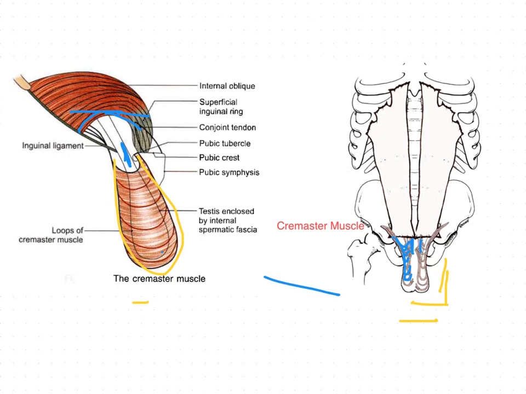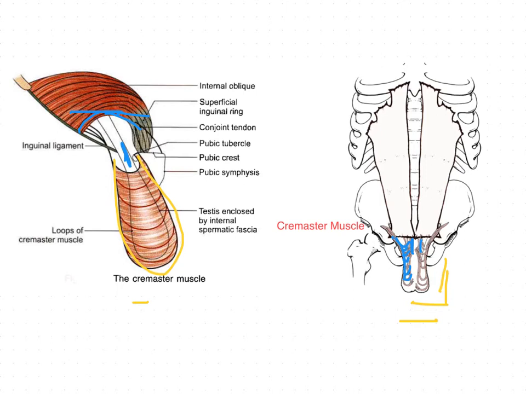This cremaster muscle is supplied by the genital branch of the genitofemoral nerve. The action of this cremaster muscle is, by its contraction, it pulls up the cord. This one is the spermatic cord. It pulls up the cord and testis and helps to support them. That is the action of the cremaster muscle.